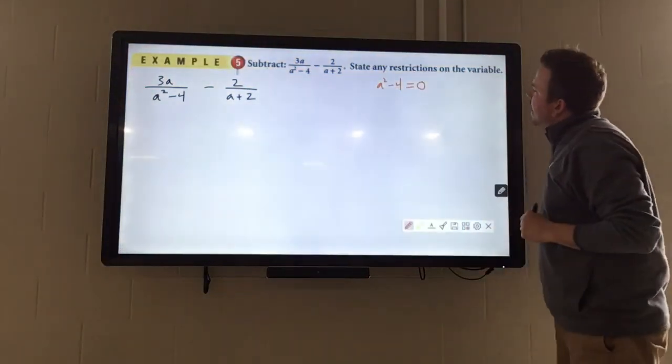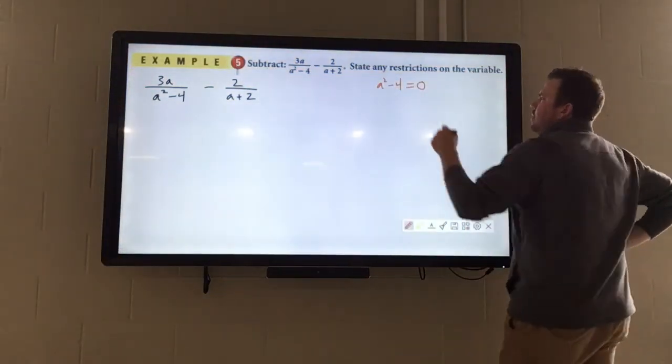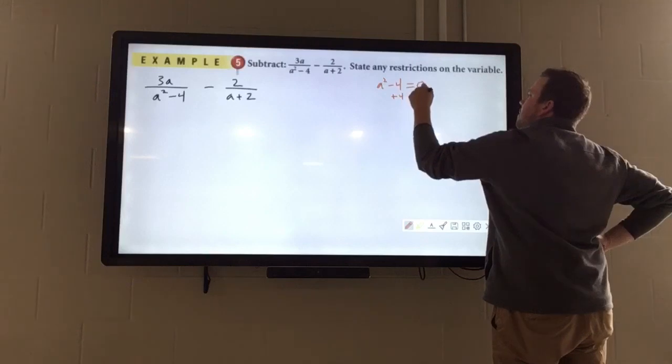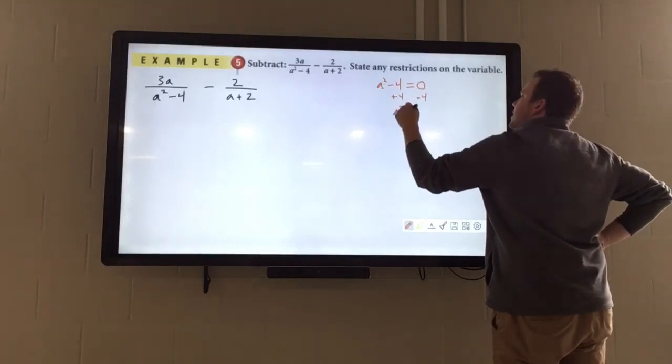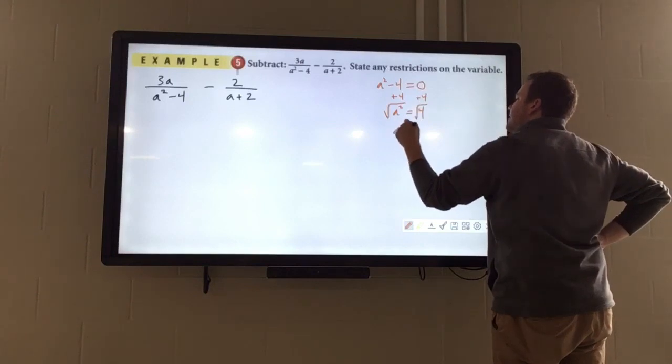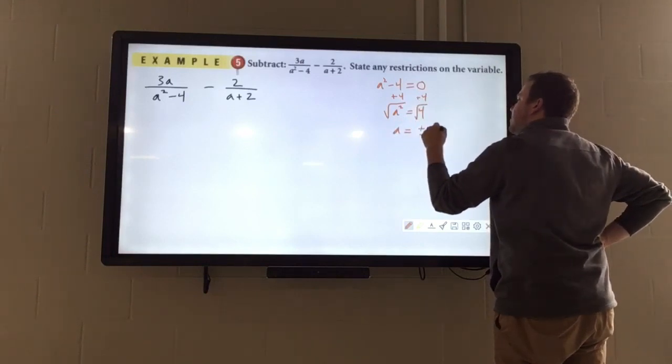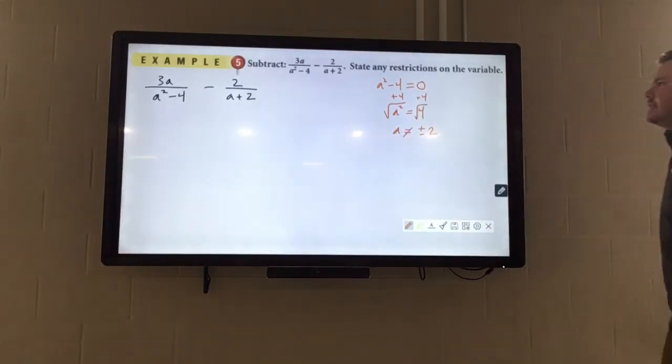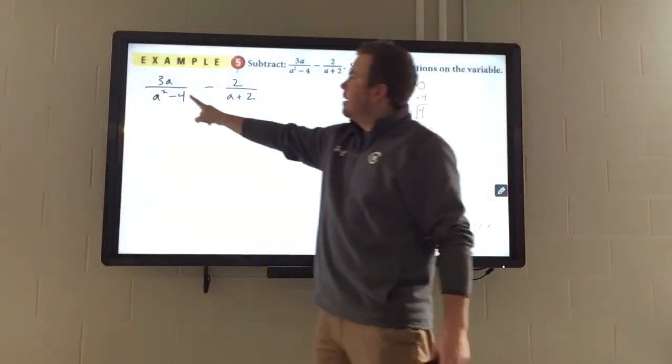So this one, I'm actually going to solve using square roots. I'm going to add 4 to both sides. I get a squared is equal to 4. Take the square root of both sides. a is equal to positive or negative 2. So what that tells me is a cannot be positive or negative 2, because it would break this fraction.